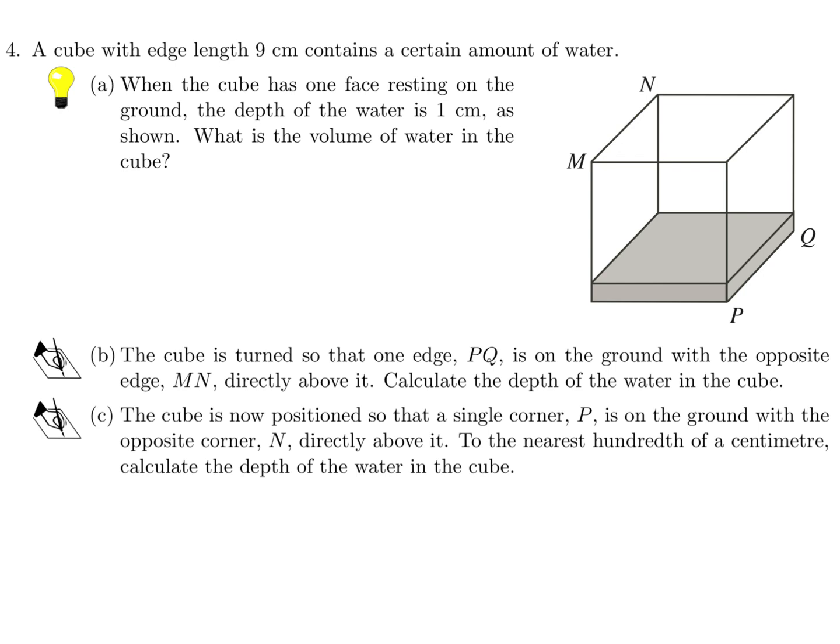A cube with edge 9 contains a certain amount of water. When the cube has one face resting on the ground, the depth of the water is 1 centimeter. What is the volume of the water in the cube? Okay, so volume is length times width times height. And they tell me that the edge length is 9. So that means this is 9 and this is 9. And then they also tell me that the height of the water is 1. So this is going to be 9 times 9 times 1. And that is 81 centimeters cubed would be the volume of the water in that cube.